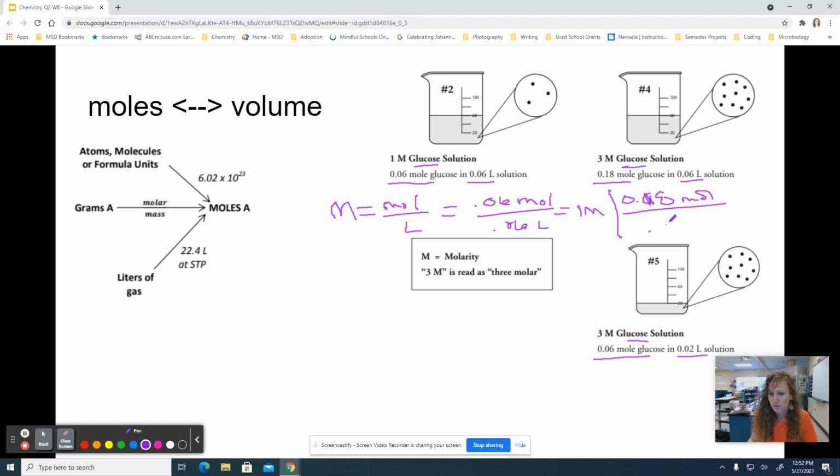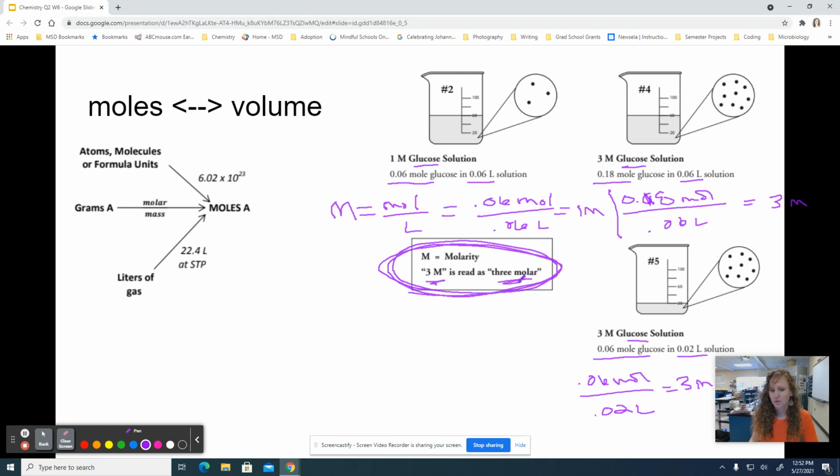moles of glucose per 0.06 liters of solution gives us a 3 molar solution of glucose, and then 0.06 moles of glucose per 0.02 liters total gives us a 3 molar solution. Notice they tell you here, I'm switching between the word molarity and the word molar. And so they tell you here how to read it. 3M is read 3 molar.